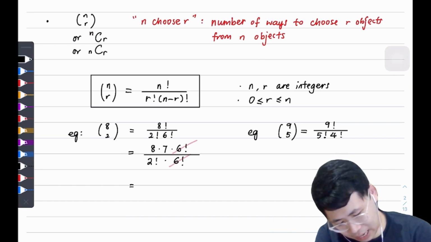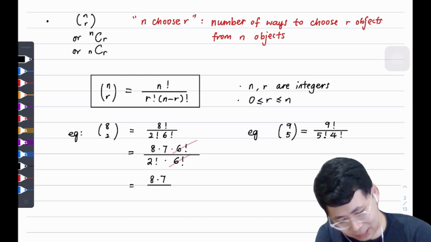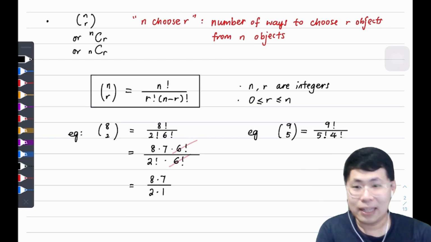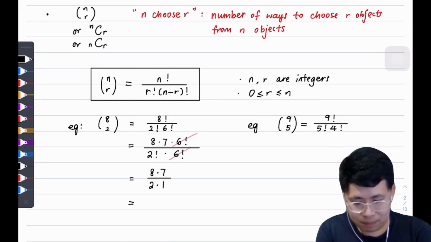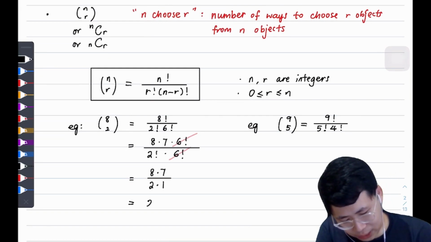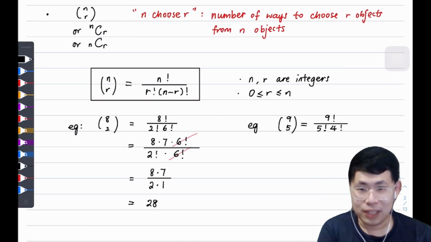Over here I have 8 times 7. That's 8 times 7, not 8.7, you see the location of the dot. So 8 times 7 over 2 times 1. So this would be 28. This number over here is 28.